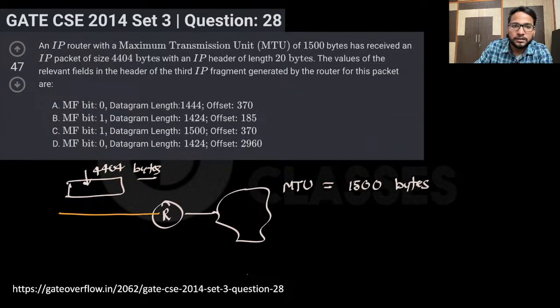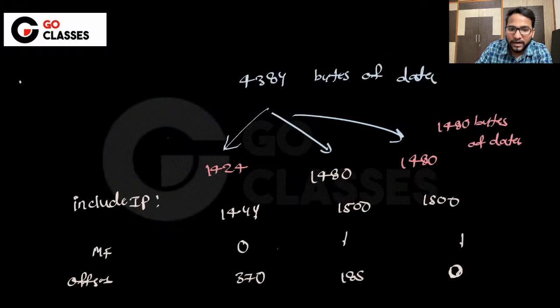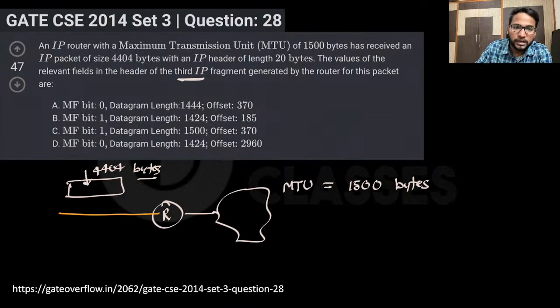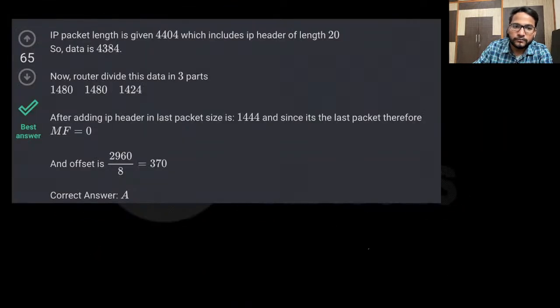So what they have asked is basically the values of the relevant fields in the header of the third IP fragment. So this is the third IP fragment, and these are the values that they have asked. 370 is the offset, more fragment is 0, and 1444. So A should be the answer. Answer is A.